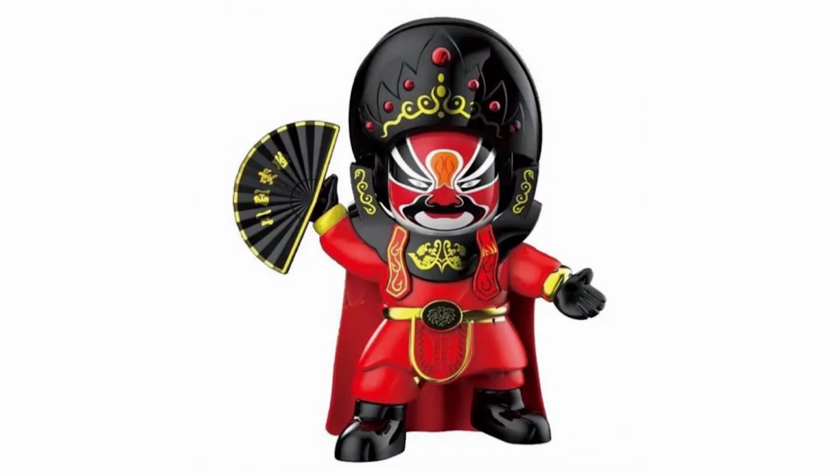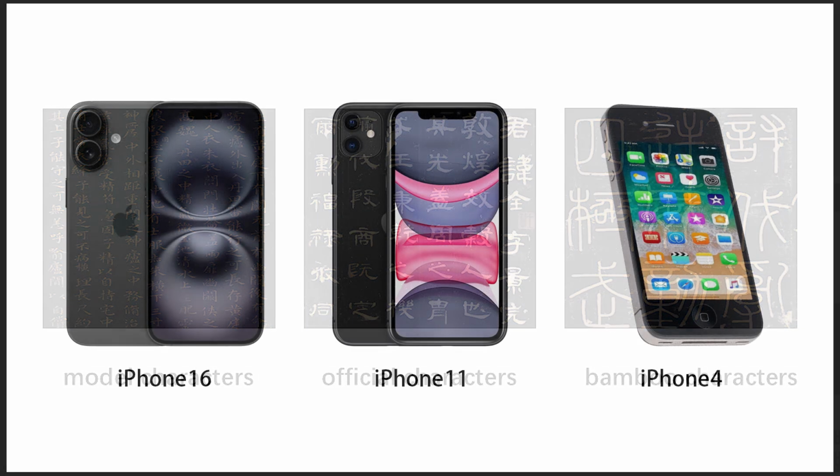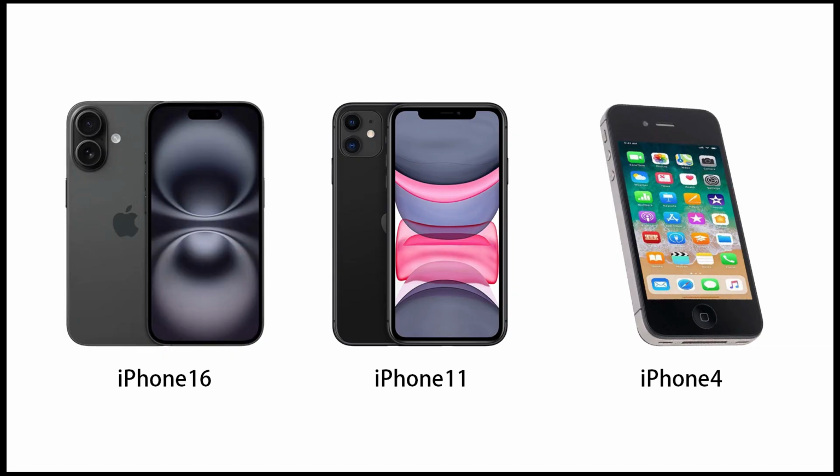The change of writing characters is not sudden. Sometimes several writing systems will appear at the same time. Some people use model characters, some use official characters, and some use bamboo characters. It's a gradual process of evolution, just like how some people use iPhone 16, some use iPhone 11, and even some use iPhone 4.